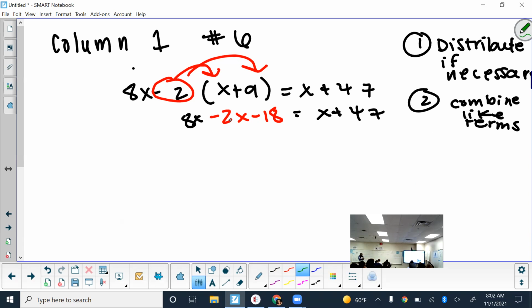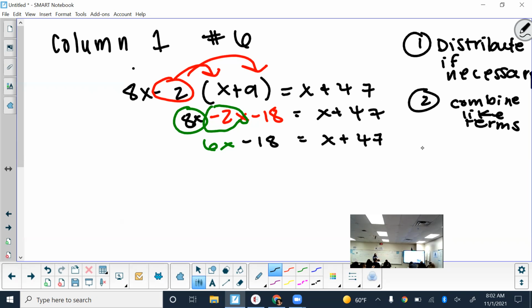Good, what's 8x minus -2? Good. Sorry. So yes, 6x is positive. Bring everything else down. There's nothing else to combine with that -18. Is there anything on the right side of the equal sign that I need to combine? So just bring it down then.